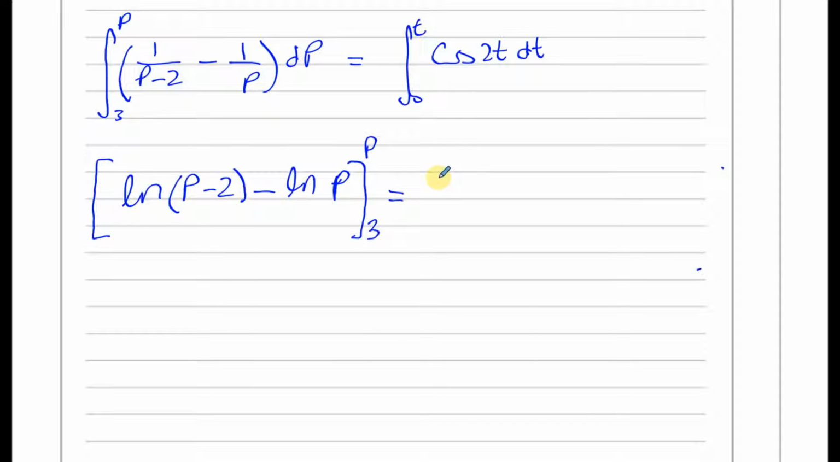Okay, that's equal to, now when I integrate the cosine of something, I get the sine of the same thing.